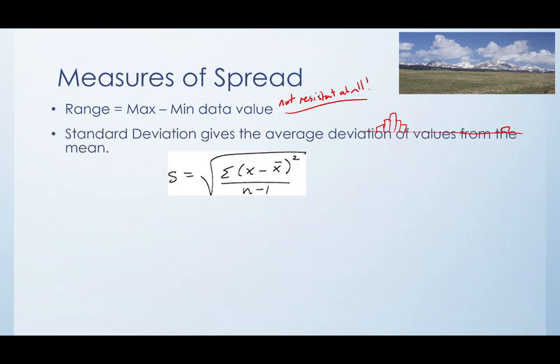So a little bit better is standard deviation. For the statistic standard deviation, we use S. And if we're talking about a population, and we want to talk about the standard deviation, we're going to use a Greek letter called sigma, lowercase sigma. All right.